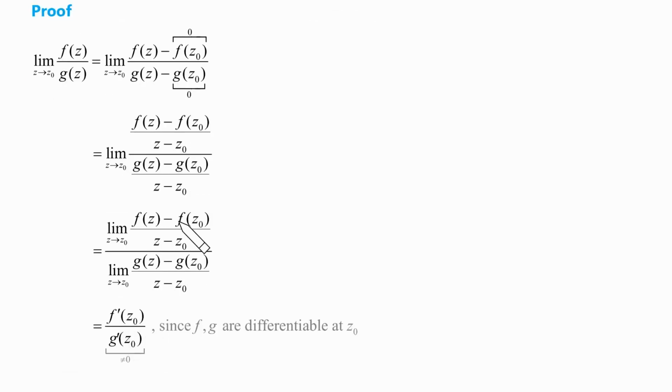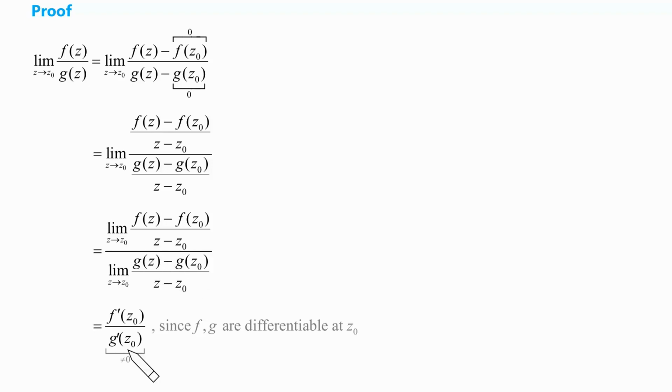The numerator is equal to the derivative of f at z0, because this is precisely the limit for the derivative, and we're told that f is differentiable at z0, so this limit does exist. And similarly, the denominator. We were also told that g is differentiable at z0, so this limit exists too.